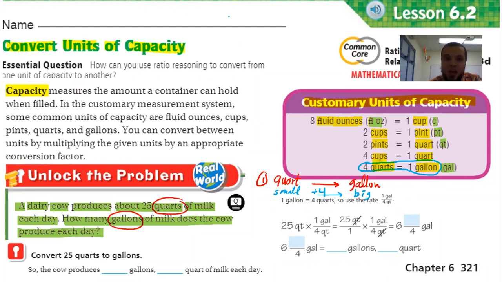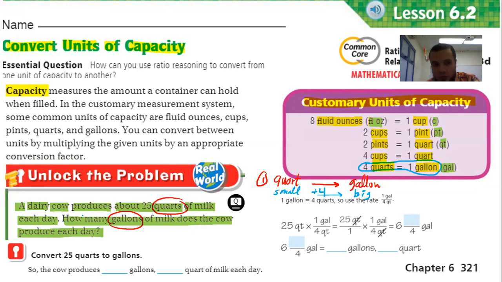By 4. Okay, let me ask your classmates, do you understand me, guys, when I choose the conversion factor between quart and gallon? No, teacher. No, I don't understand. Okay. Me too. Okay. So, again, guys, again, please.